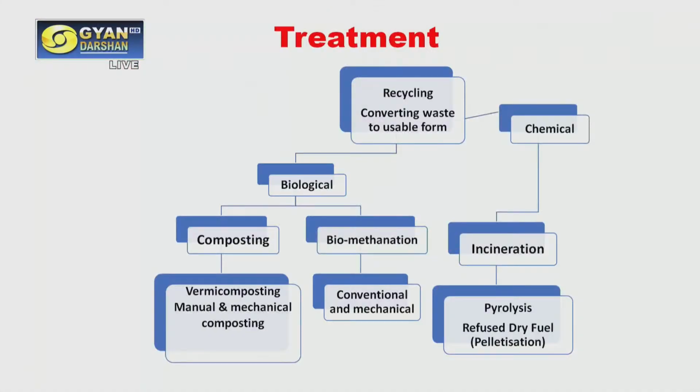So treatment methods include recycling, which can be either biological or chemical. You must have heard about terms like composting, biomethanation, vermicomposting. So when we are utilizing the waste products into any usable form, it is subject to biological treatment with the help of microorganisms, with the help of earthworms, where the waste is converted into manure or compost which can be further utilized.